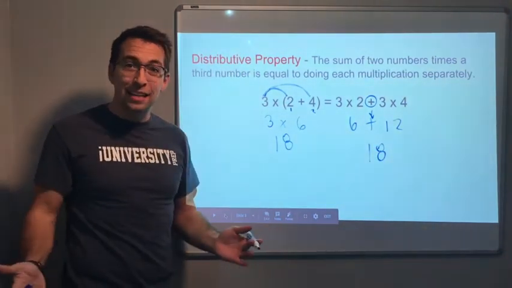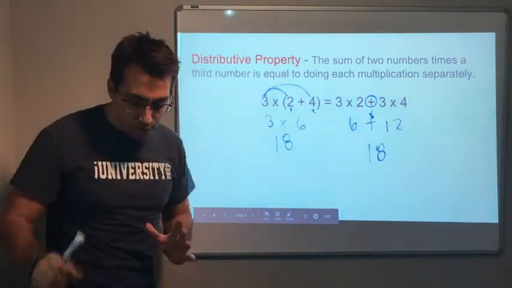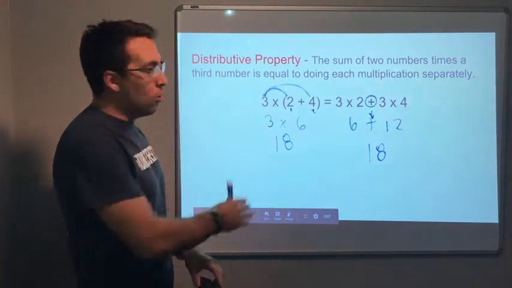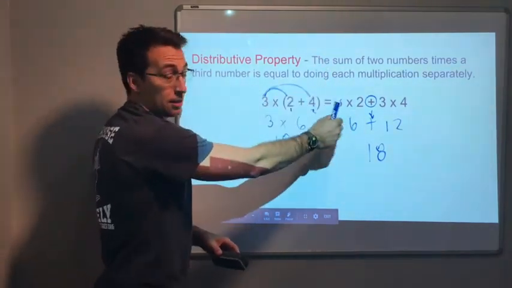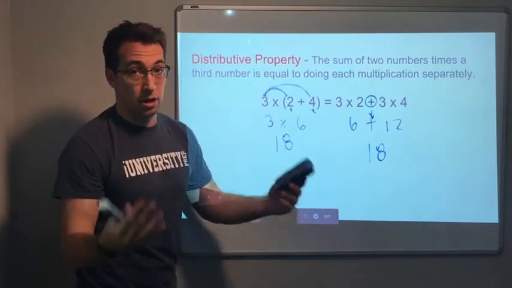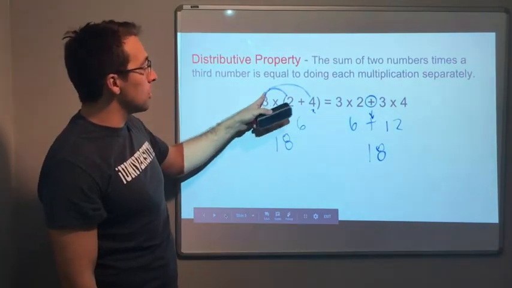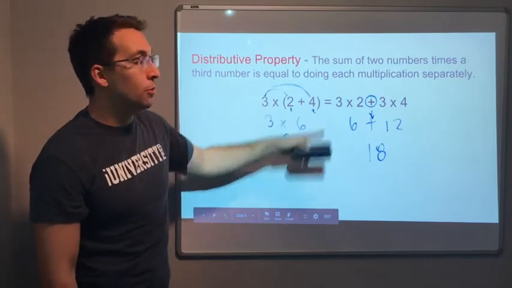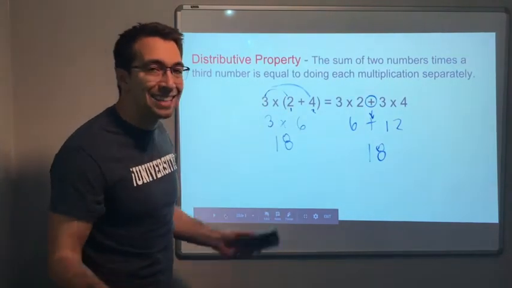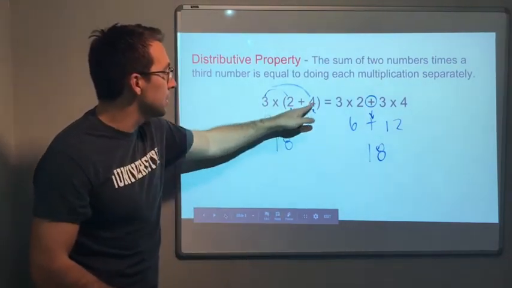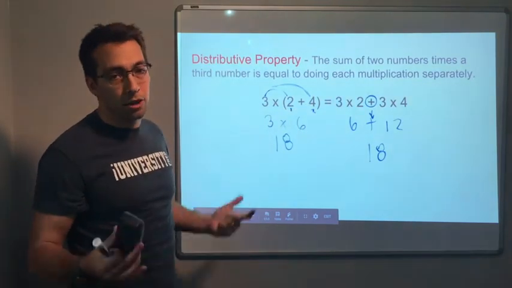Isn't that amazing? So the distributive property, if you have a number and you're multiplying times 2 numbers that you're adding together in a grouping, okay? Then you can distribute that through. You can multiply 3 times 2, 3 times 4. It's the exact same thing as saying 3 times 6.